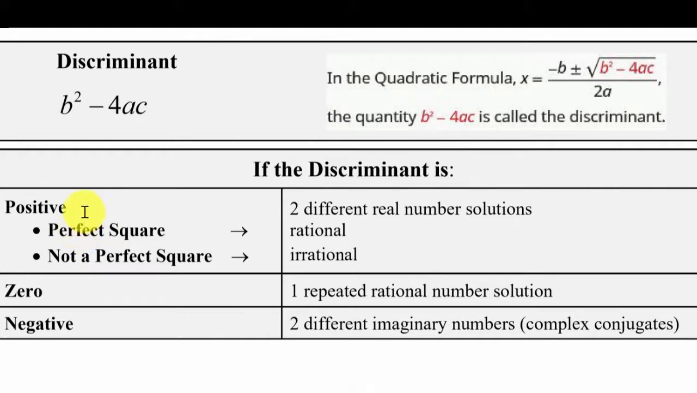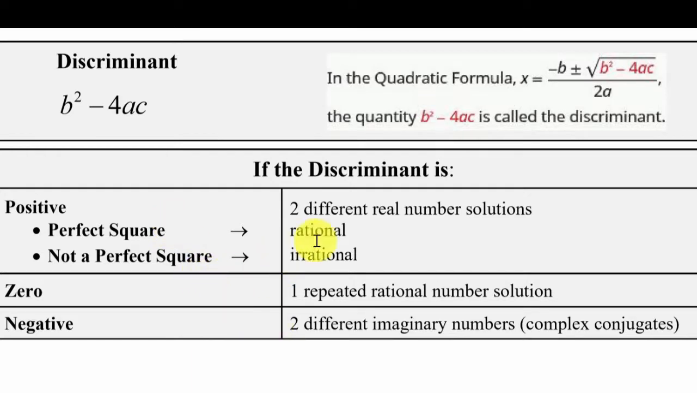So if the discriminant is positive, so that means you would have a positive number under the square root in your quadratic formula, then that's the case where you're going to get either a rational or an irrational number depending on whether you have a perfect square discriminant or not.